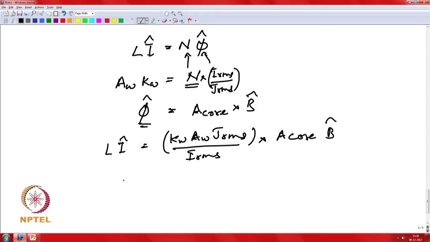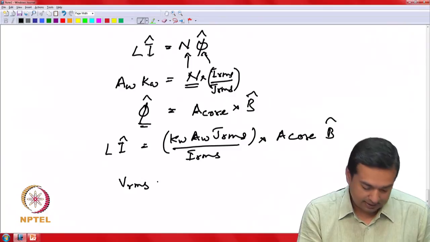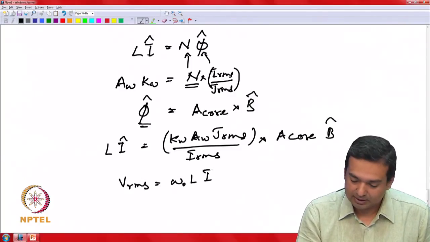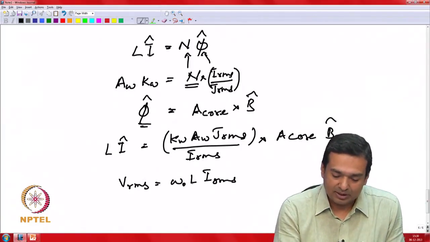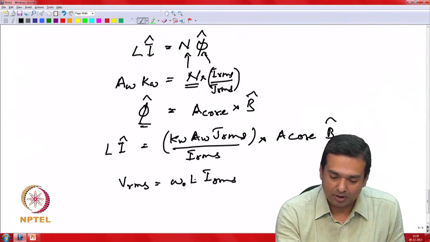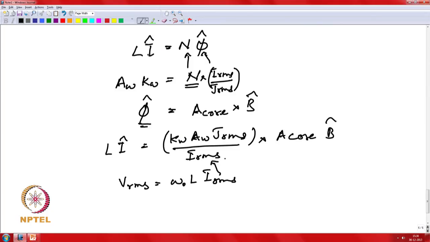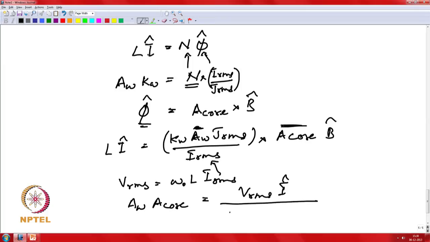You also make use of the fact that your RMS voltage across the inductor, VRMS, is omega naught L times IRMS at the fundamental frequency. So you can then make use of this relationship to plug in for your IRMS in this expression. So one would get, collecting your AW and area of the core together, these two terms together, you get... so you can see that the product of the geometric dimensions of the core is related to VRMS times I peak, which gives an indication of the VA rating of the inductor.